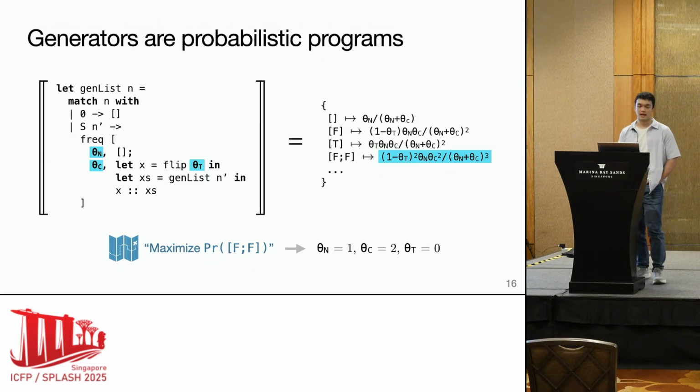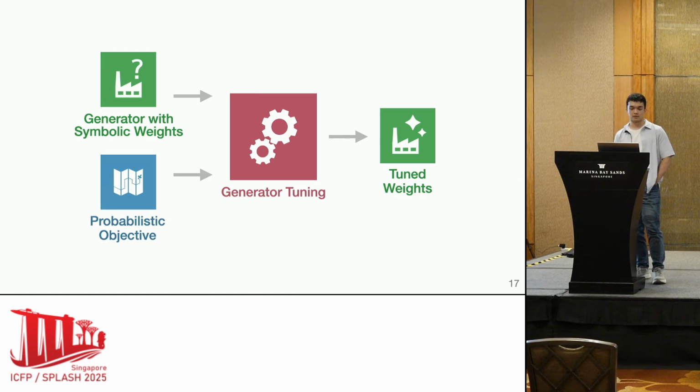And this example actually demonstrates the workflow that results from our approach. As the input to generator tuning, we have a generator with symbolic weights, such as the bool list generator we just saw, and a probabilistic objective, such as maximizing the probability of generating false, false, or maybe more realistically, something like targeting a uniform distribution over list lengths. Then as the output of generator tuning, we get our tuned weights.